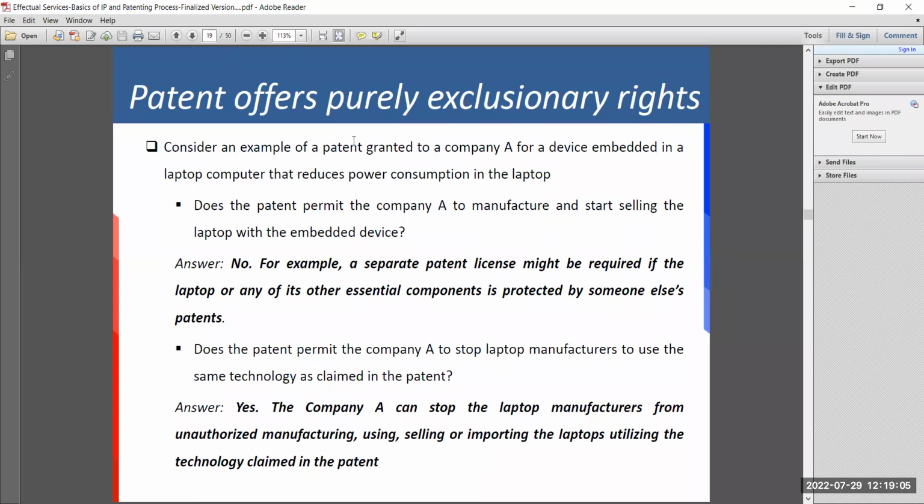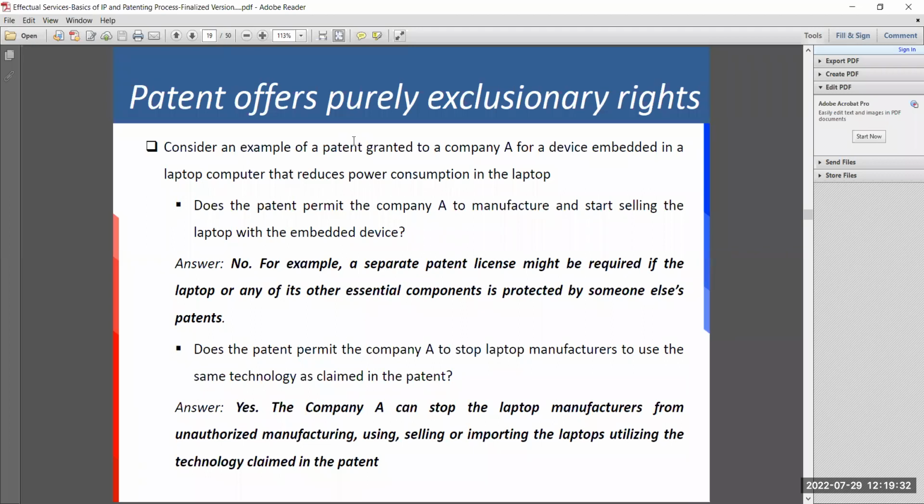Usually a patent offers exclusionary rights. Let's consider an example: a patent is granted to a company A for a device embedded in a laptop computer that reduces power consumption in the laptop. Does the patent permit company A to manufacture and start selling the laptop with the embedded device?